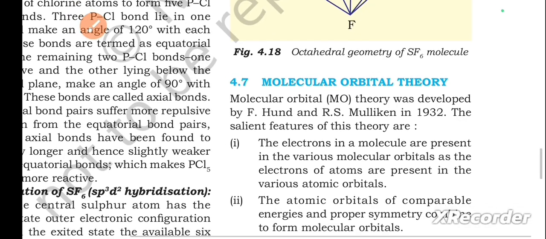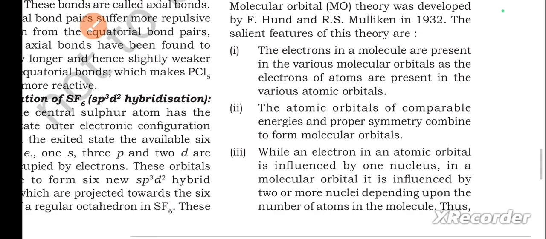Next is molecular orbital theory. Molecular orbital theory was developed by F. Hund and R. S. Mulliken in 1932. The salient features of this theory are: first, the electrons in a molecule are present in the various molecular orbitals as the electrons of atoms are present in the various atomic orbitals. Second, the atomic orbitals of comparable energies and proper symmetry combine to form molecular orbitals.